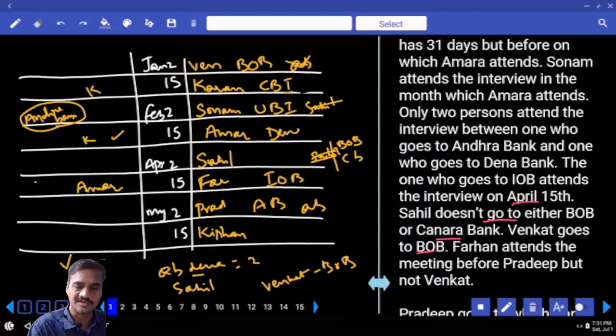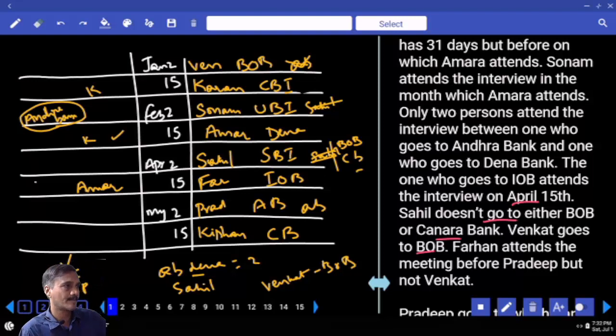Now this is Dena Bank and Venkat, and coming back to this one, Sahil. And Sahil is neither BOB nor Central Bank. Hence Central Bank is here. And if Central Bank is here, then what is left over? SBI. Now Sahil attended the interview for SBI. Now this is about question numbers 1 to 5.